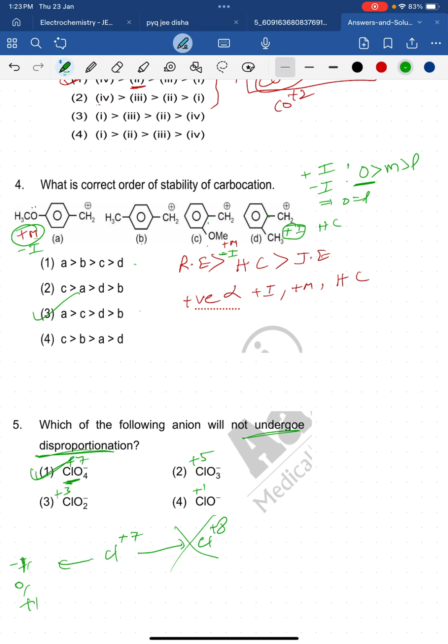But the remaining you can get. Suppose ClO3 minus, it is plus 5. It can reach up to plus 7, so oxidation is possible. It can go to plus 3, or you can write plus 1, 0, minus 1. So two chances are possible for this one. Got it? It can undergo disproportionation. Similarly the remaining also. So option 1 is not possible for disproportionation.